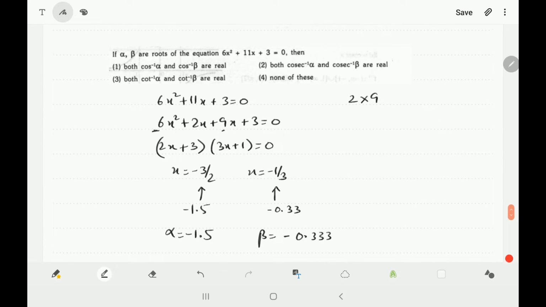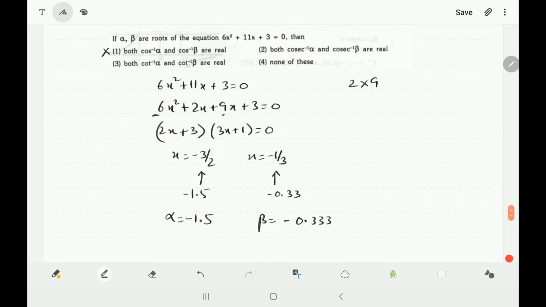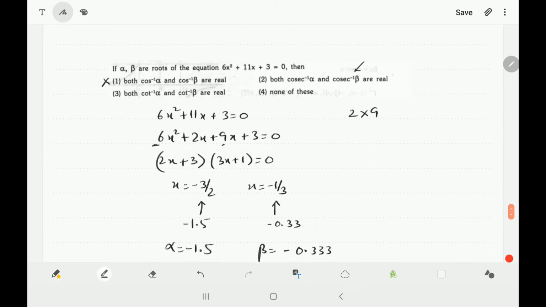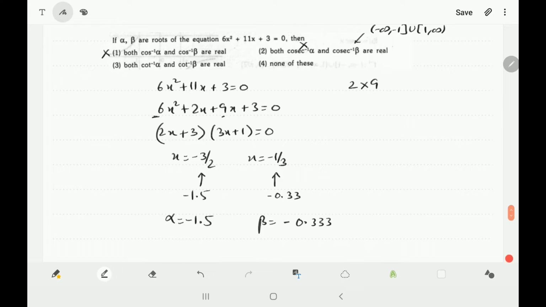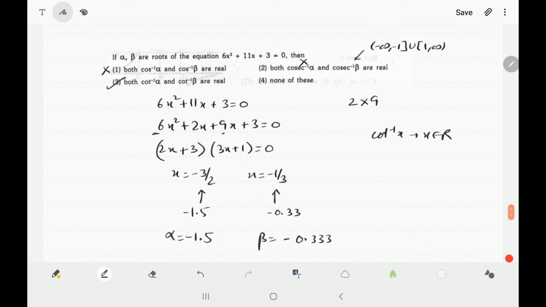Okay, so cos inverse alpha won't be defined, so hence the first option is not the correct answer. Cosecant inverse beta won't be defined, because cosecant inverse has domain minus infinity to minus 1 union 1 to infinity. So this won't be defined for cosecant inverse beta also. Cot inverse x has domain x belongs to R. Because both these values are real, the third will be the correct option. Cot inverse alpha and cot inverse beta will be defined and real, and hence the answer for this problem is option C.